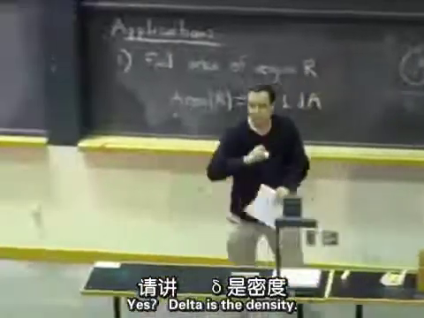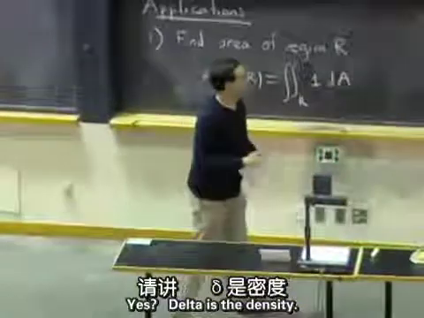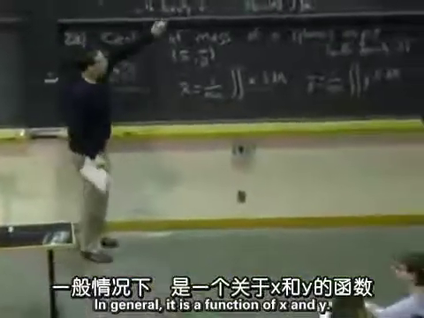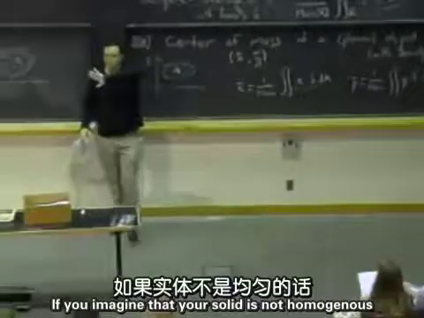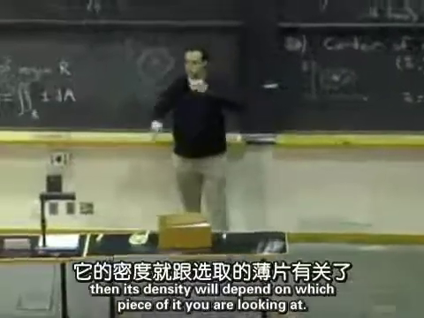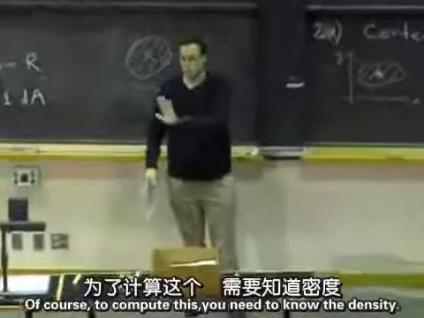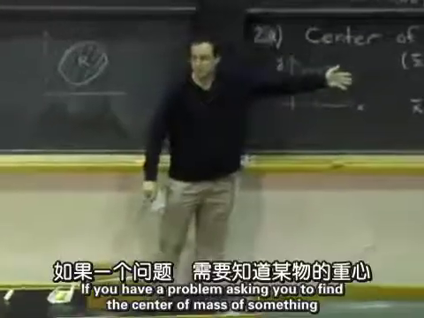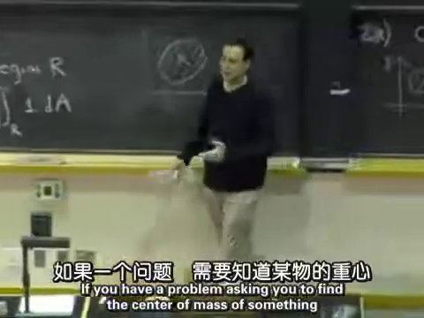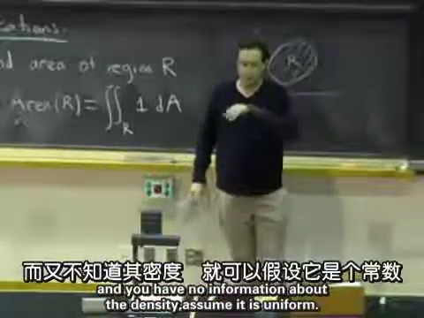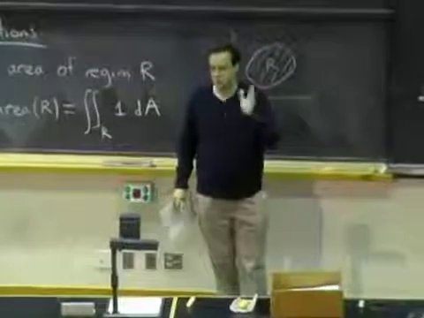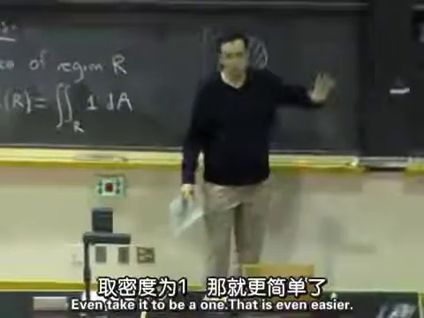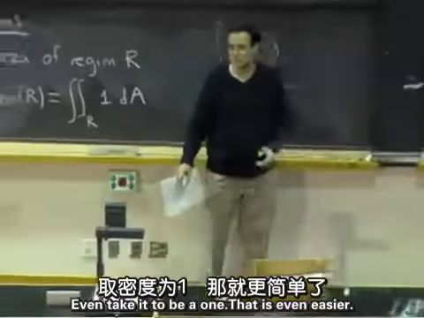Yes? Yes, so delta is the density. In general, it's a function of x and y. If you imagine that your solid is not homogeneous, then its density will depend on which piece of it you're looking at. Of course, to compute this, you need to know the density. If you have a problem asking you to find the center of mass of something and you have no information about the density, assume it's uniform. Take the density to be a constant. Even take it to be a 1. That's even easier if you want.